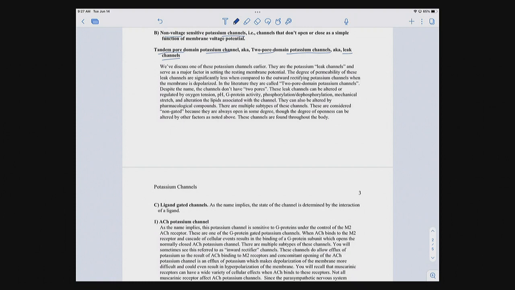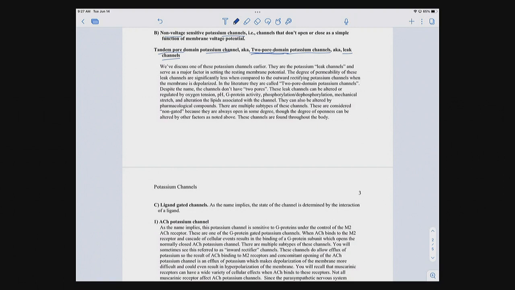Now, one of the things that possibly could be confusing is this term here, two-pore domain. Not a particularly useful name, because if you looked at the name, you would think, well, this channel must have two pores, and it doesn't. It has one pore. All these potassium channels have one pore.